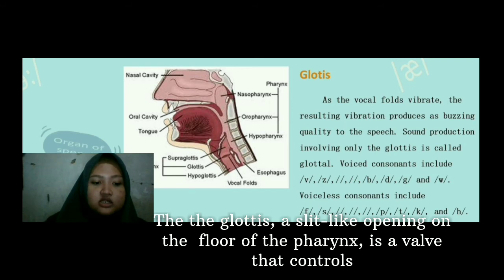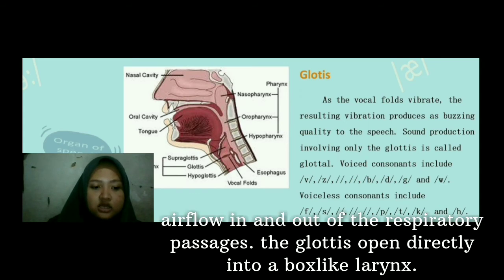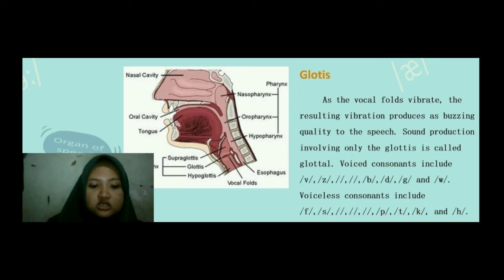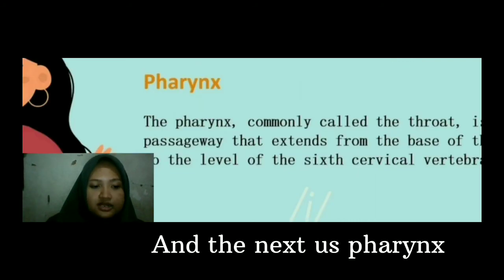The glottis, a slit-like opening on the floor of the pharynx, is a valve that controls airflow in and out of the respiratory passage. The glottis opens directly into the box-like larynx. And the next is the pharynx.